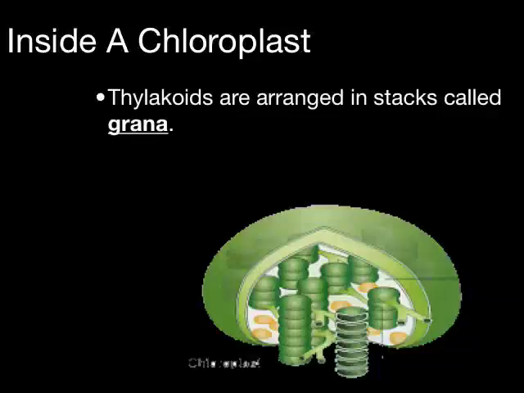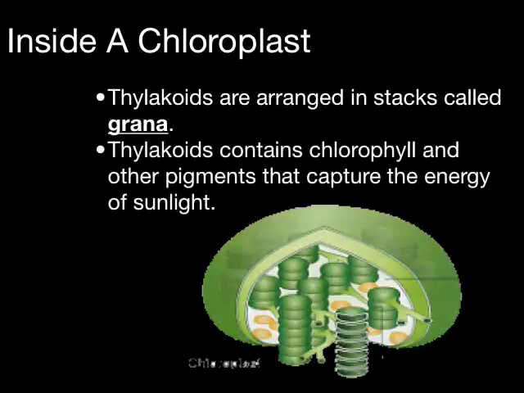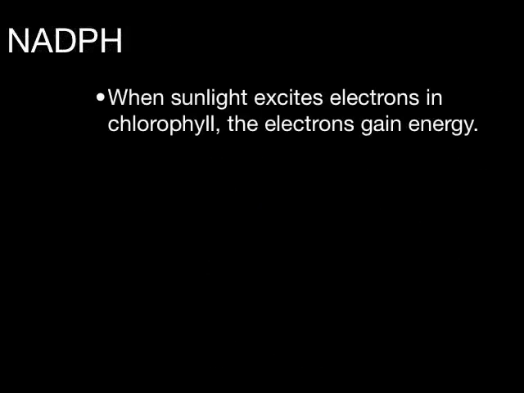Now these thylakoids are all arranged in stacks called grana, and thylakoids contain the chlorophyll and other pigments that capture the energy of the sunlight. Remember, the fact that plants are green means that green is being reflected, not absorbed. Now when sunlight gets absorbed, it excites electrons in the chlorophyll, and the electrons gain energy.